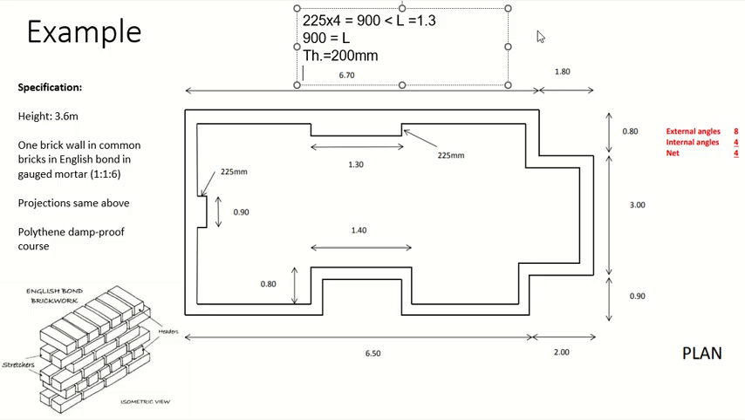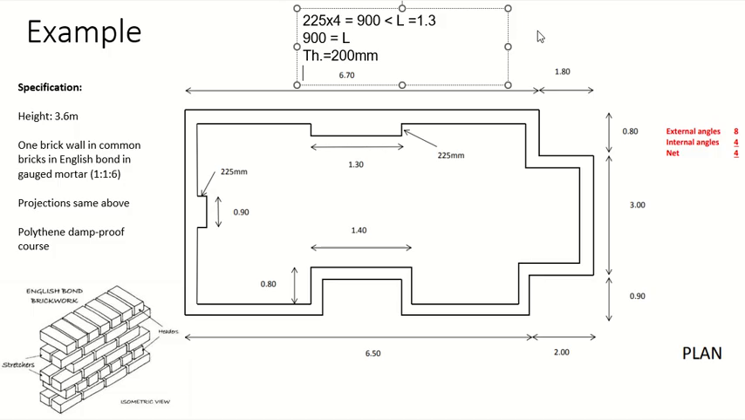Six 1.8 is external. So minus 2 into 100 will give me center line. Half wall from here, half wall from here. The wall is 200 millimeters. Okay. So half wall from here, half wall from here.